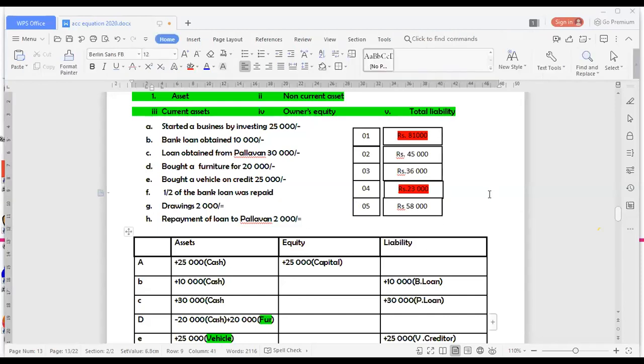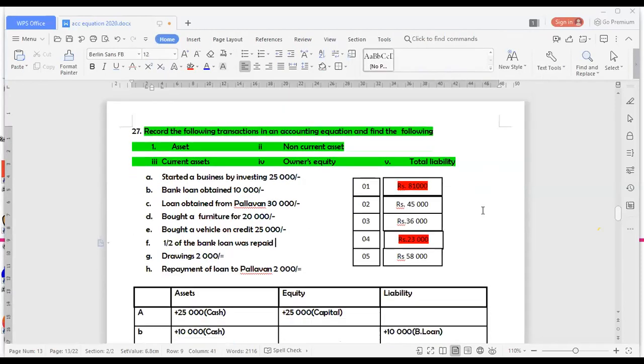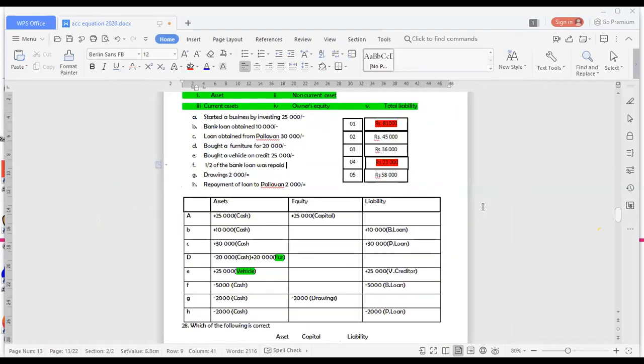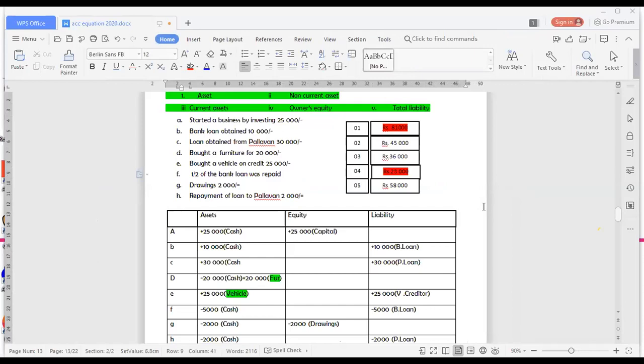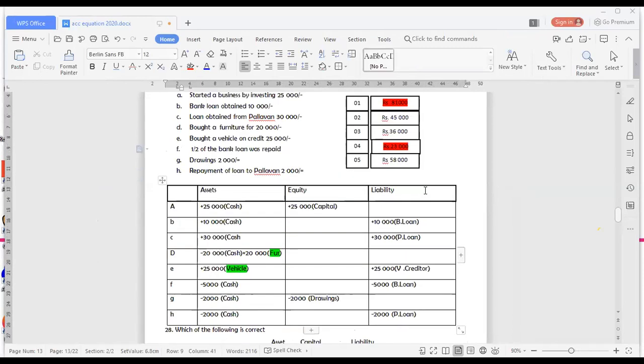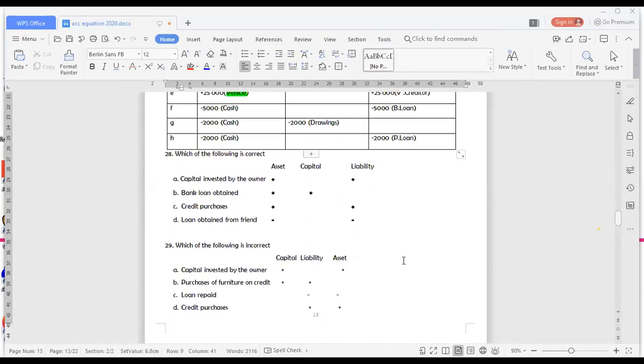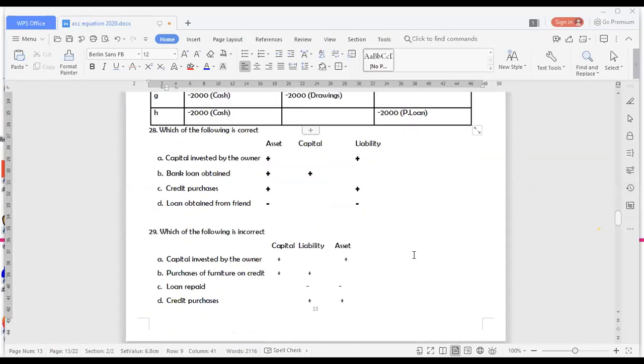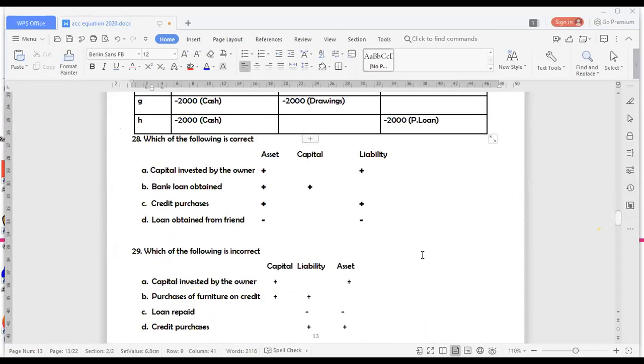Okay. Now, question number 27. Those who need, you can take the screenshot, my dear. I have given the full answers in that. Then we can move to the next question. Okay. Question number 28. 27, 28 question and 29 question. Can you mark the answer for 28 and 29? Tell me the answer. 28, which one? 29, which one? A, B, C, D. 28, what answer? 29, what answer? Can you write, everyone?